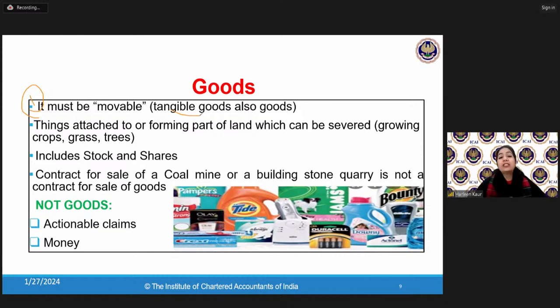No, Ravina, services are not included. For service, the GST Act is now applicable. Services are not part of goods. So goods are movable goods. Number one, I was telling you, goodwill, patents, trademarks are also considered as movable goods.